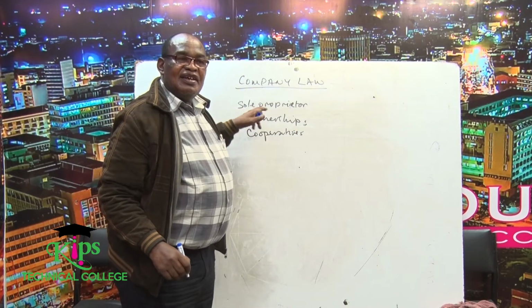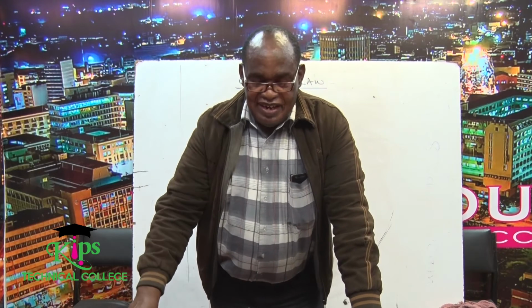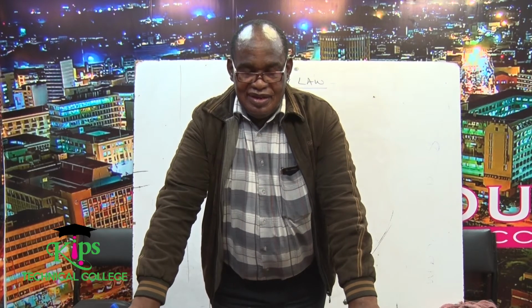A sole proprietor is a kind of business which is owned by one person. There's a person who develops the idea, invests, puts in capital, and apart from putting in capital, he has his own place to operate, and he's the one who makes decisions himself. And at the end of it, he takes all the profits, and he incurs losses personally.